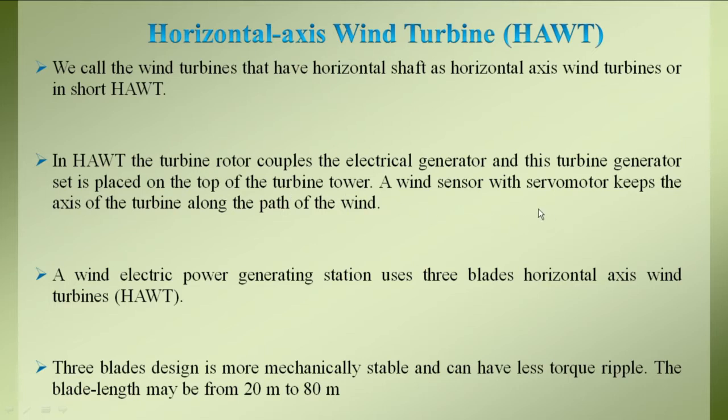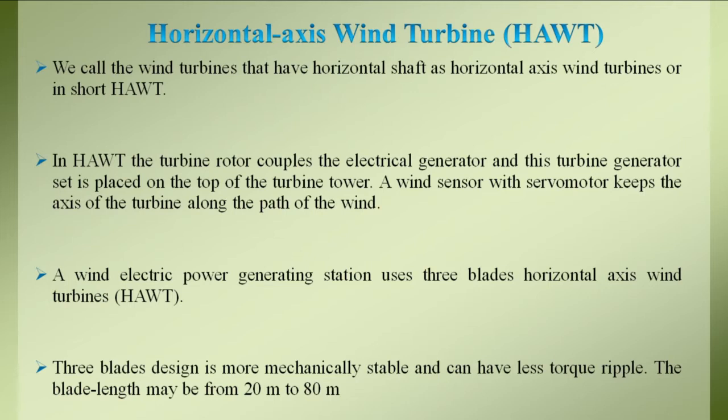A wind sensor with a servo motor keeps the axis of the turbine along the path of the wind. Basically, on the backward side an anemometer is fitted, also with a servo motor. According to the wind direction, a yawing mechanism is provided for the horizontal axis wind turbine. According to the direction of the wind, the wind turbine rotor is also rotated to the particular angle, and accordingly it can capture the maximum amount of power.